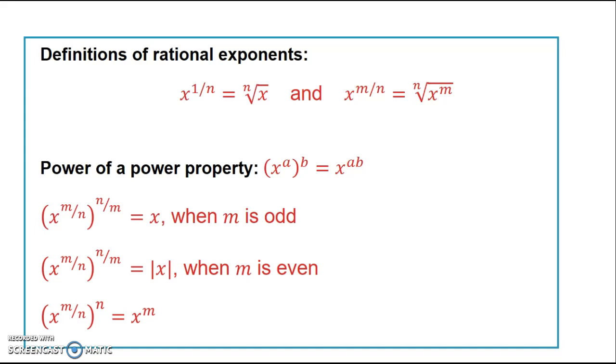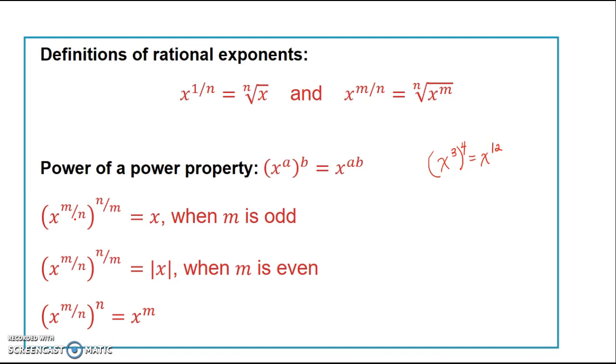Another property of exponents that we need to use is the power of a power property. Do you remember, if you have something of the form x to the a to the b, that is an exponential expression raised to another exponent, you multiply those exponents. For instance, x to the 3 raised to the 4 is x to the 3 times 4, x to the 12. Well, when we have fractions in exponents, it's not as straightforward as just multiplying and getting the result.